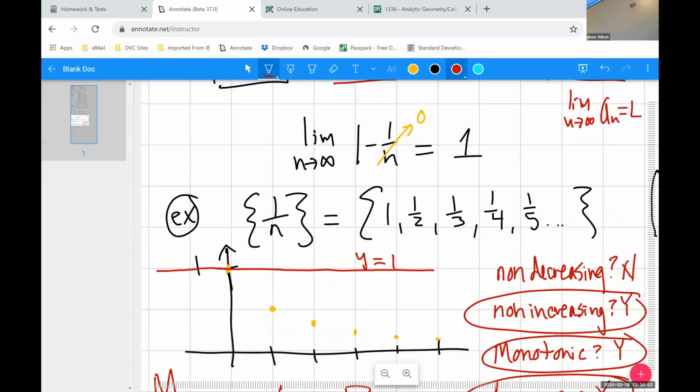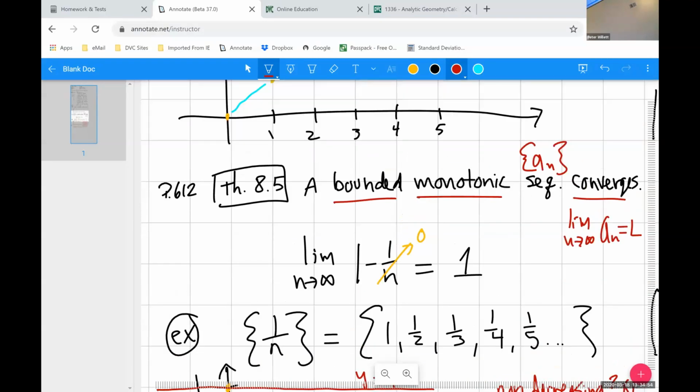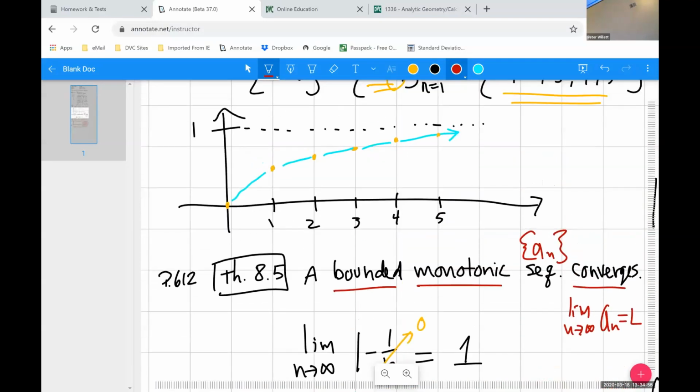So originally the question, I think, from Wenzel was about, does the binding value also have to be the number it converges to? So this is an example where it's not. So this would be a sequence where it's bounded by 1 and it's monotonic, but it converges to 0.